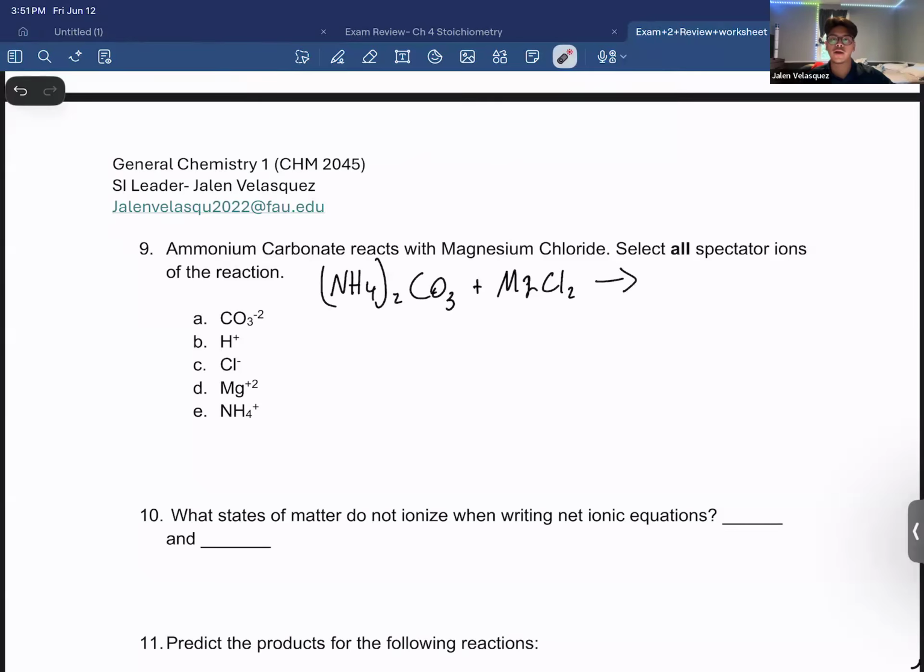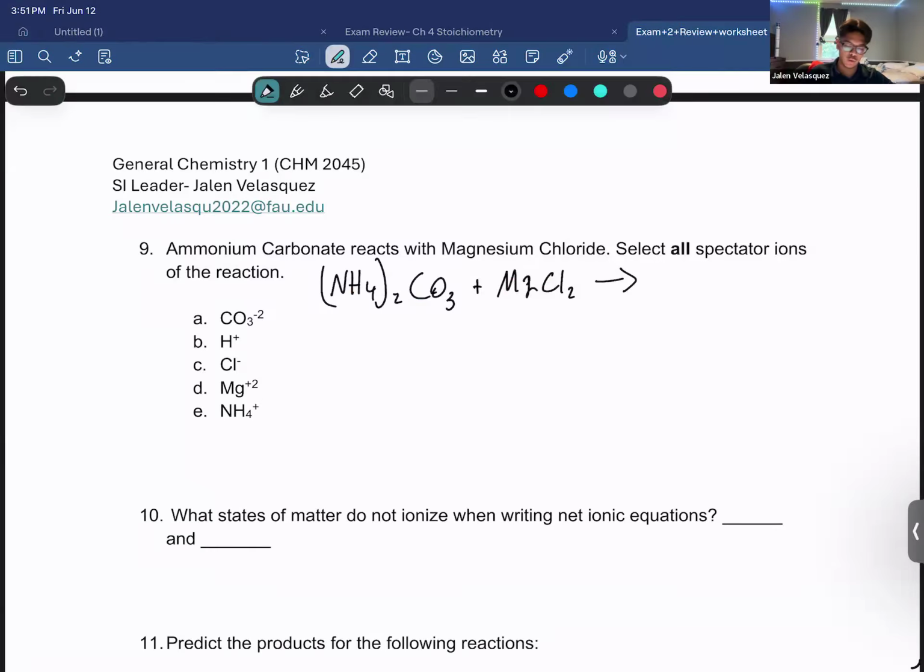Again, we have to predict the products, and we know this is a metathesis or a double displacement reaction, right? So again, your cations and anions are going to swap with each other. So what are my products? I'm gonna have ammonium chloride, so NH4Cl, plus magnesium carbonate.